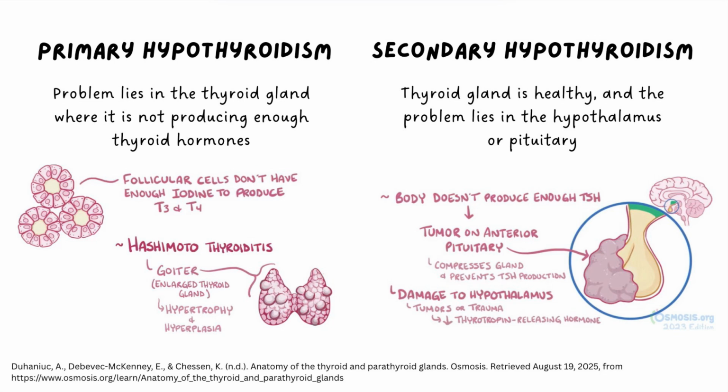Moving on, we've got secondary hypothyroidism, which is where the thyroid gland is healthy, but the issue lies higher up in the HPT axis. So basically, the pituitary or the hypothalamus doesn't produce enough thyroid stimulating hormone, and therefore the thyroid cannot be stimulated or told to release its hormones. This is usually caused by tumours or damage to these higher control centres and results in the same outcome as the primary hypothyroidism.